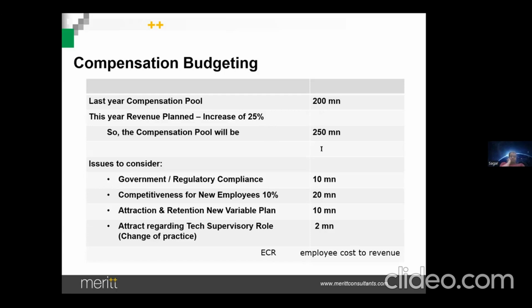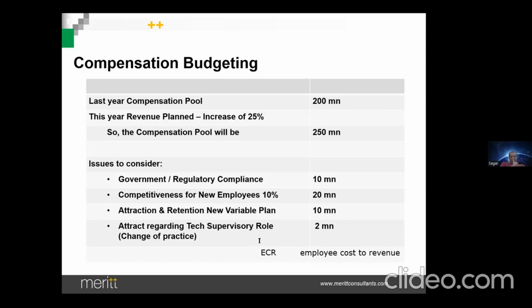Now you have to go by all your line items. What are the issues to be considered? Say, for example, I'm budgeting new wage code, as you know, everything. So you will say, hey, I have to budget something. Say I budgeted 10 million. Then I'm saying, hey, because I have to bring about a better quality of employees, I may have to actually increase the salary of the new employees I'm recruiting. So maybe I will need to budget something. Then I have to have a new incentive plan, to attract and retain, so I'll budget something.